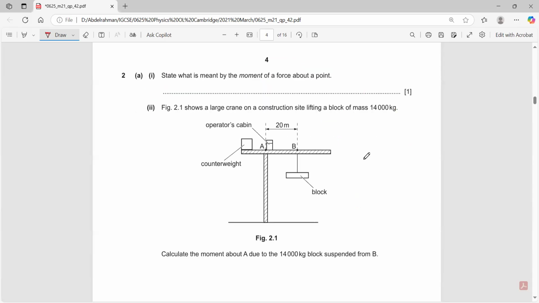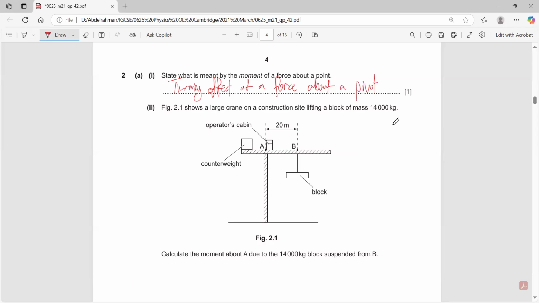What is meant by a moment of a force? The moment of a force is the turning effect. Don't state the equation. When the question says state, you can't just state the equation, but for this question you need to say that it is the turning effect of a force about a pivot.